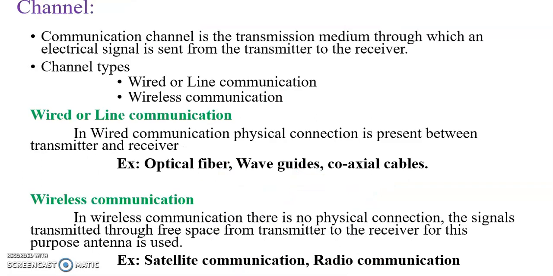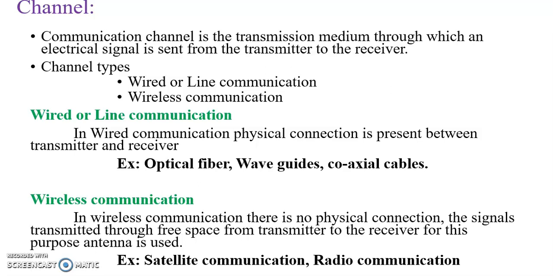And the next part of the communication system is the channel. A communication channel is the transmission medium through which we can transmit our signal to the receiver. There are 2 types of channels. One is the wired communication channel, the next is the wireless communication channel. In a wired communication channel, there is a physical connection between the transmitter and the receiver. Examples are optical fibers, waveguides, coaxial cables.